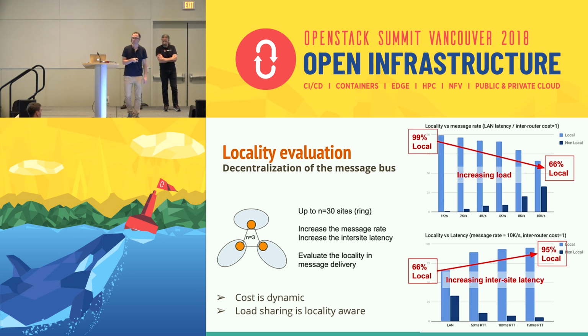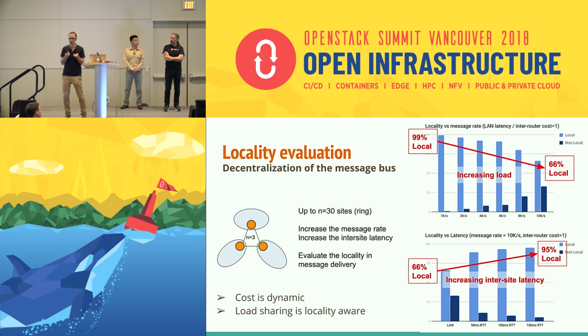if you increase the load during the benchmark, the more load you have, the less locality you have, meaning that messages under high load start to be offloaded to remote sites. This is expected, actually, because if you increase the load within a site, you are increasing the backlog of the local consumer, and the size of the backlog of the local consumer is used to compute the cost for that consumer. So the router will ultimately choose to offload messages to remote sites.